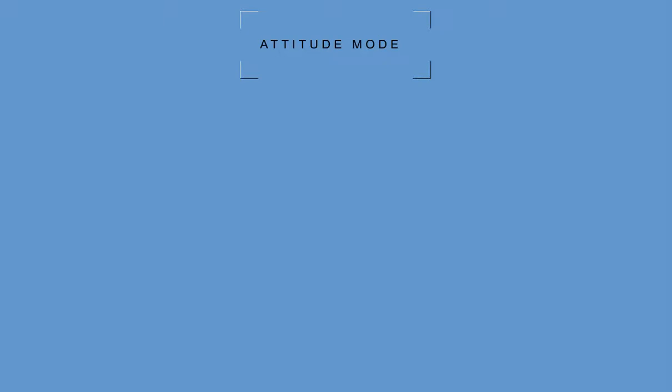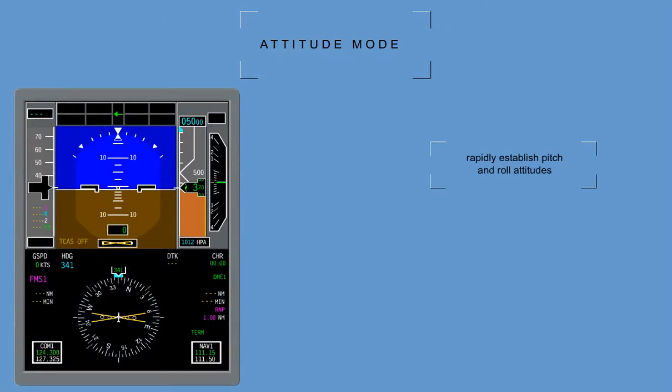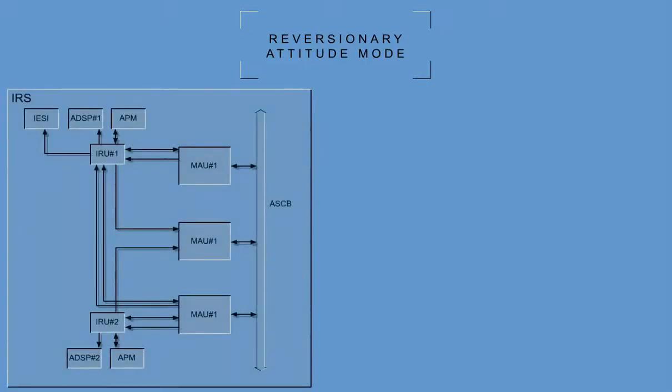Attitude mode. The primary function of the attitude mode is to rapidly establish pitch and roll attitudes after completion of the power-up mode. Attitude mode runs concurrently with the alignment modes, either stationary or alignment in motion. Reversionary attitude mode. This mode operates in conjunction with the stationary alignment mode. The IRS automatically enters the reversionary attitude mode after completion of the power-up mode.